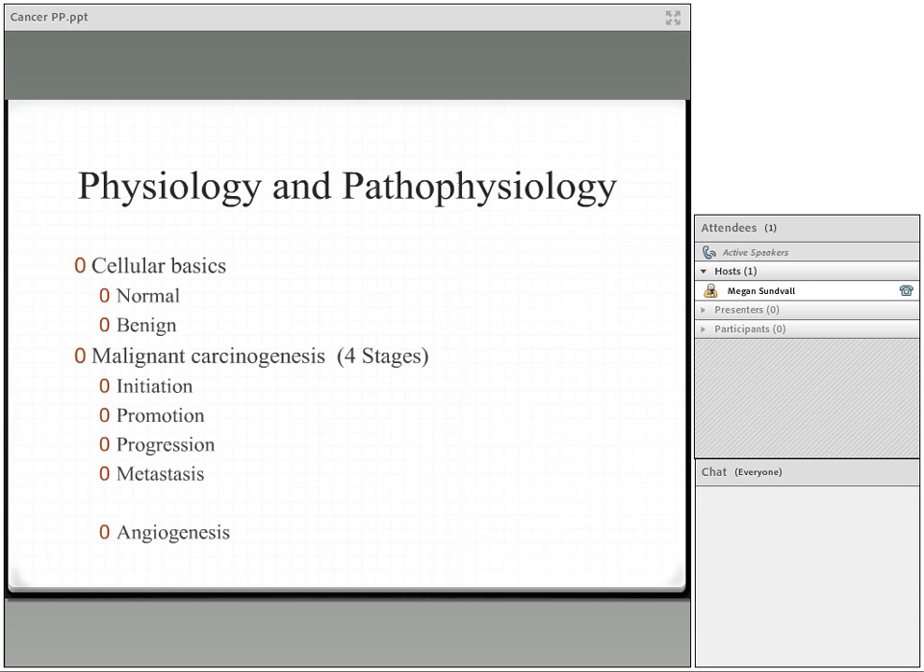So cellular basics, we have normal and benign. Normal cell growth, we go through division and mitosis, only occurs when cells need to be replaced because there's a programmed death or injury. So the cells have a typical life cycle, and as it goes through that, there's division or mitosis that will occur at certain times during that normal cell life.